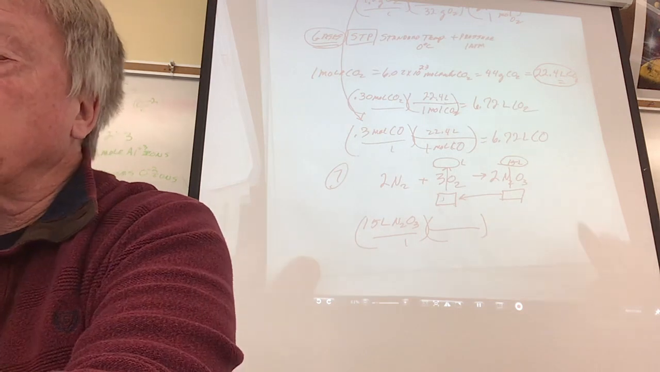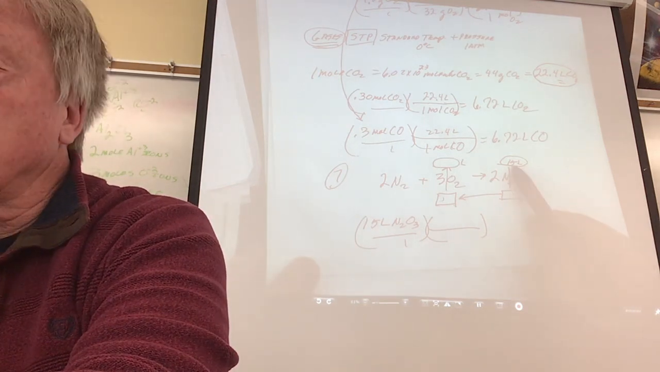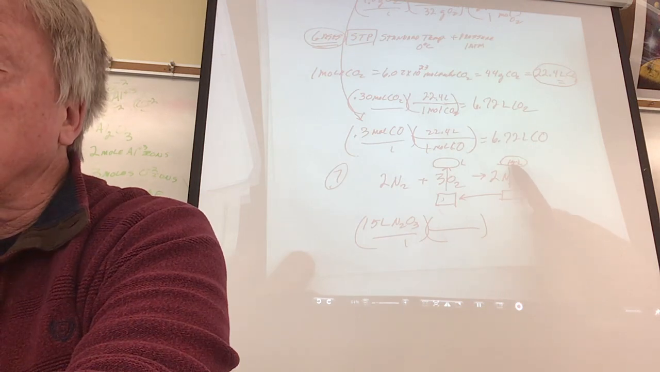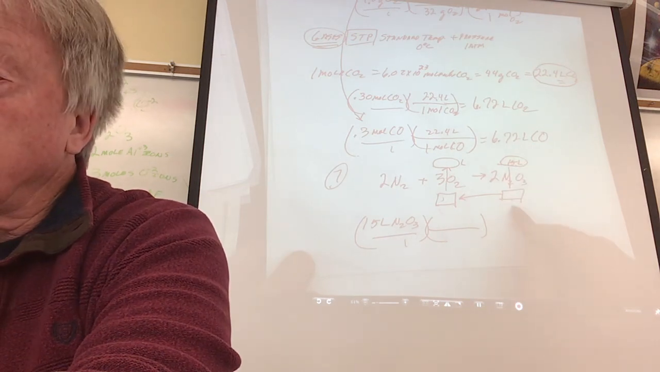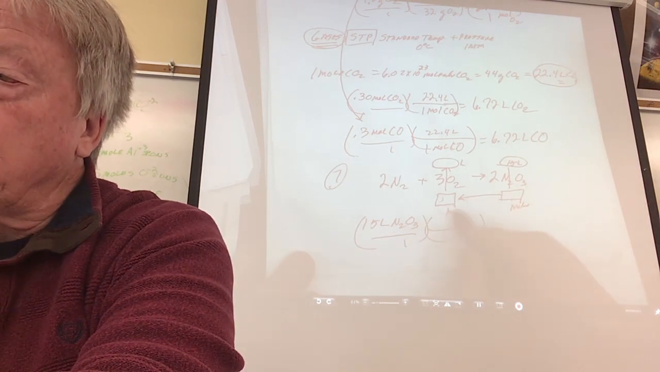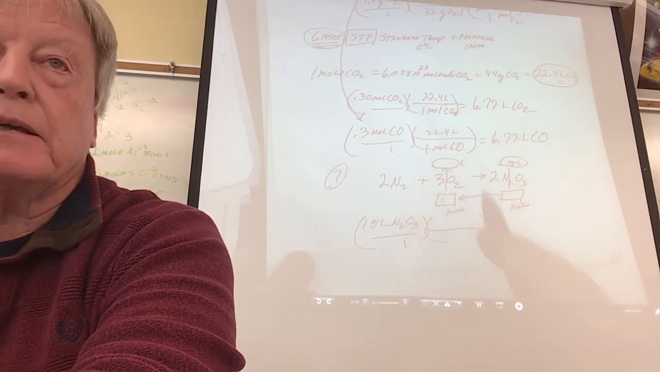Does everybody see the plan? Change liters of dinitrogen trioxide into moles. Go from moles of that to moles of that. And then pop up into liters.